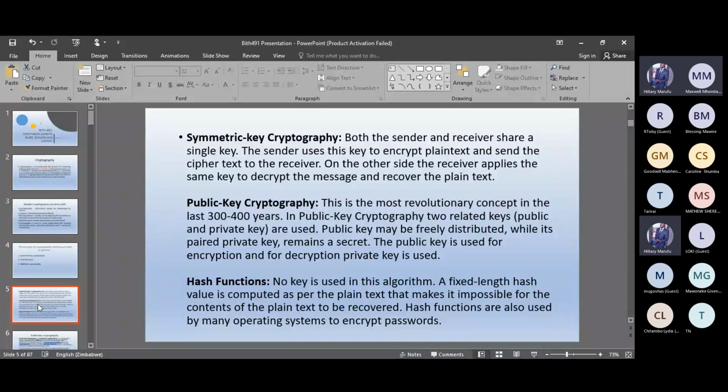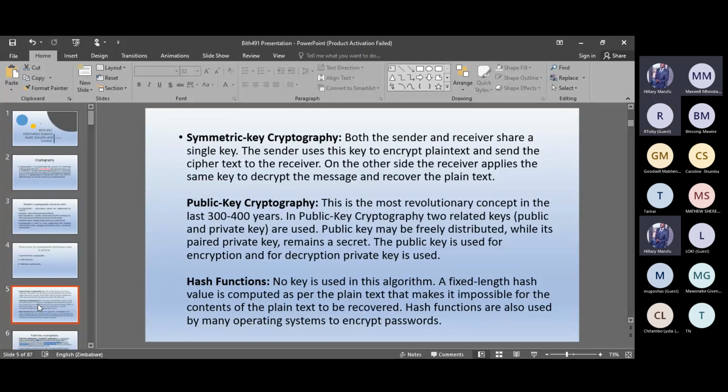But when it comes to hashing, we're now ensuring integrity, and we've all heard of hash functions. No key is used in this algorithm. A fixed-length hash value is computed from the plaintext. That makes it impossible for the contents of the plaintext to be recovered. If you change something, hash it and rehash it, you will get different hash values. Hence, it allows for data integrity, because we've introduced a certain level of trustworthiness.